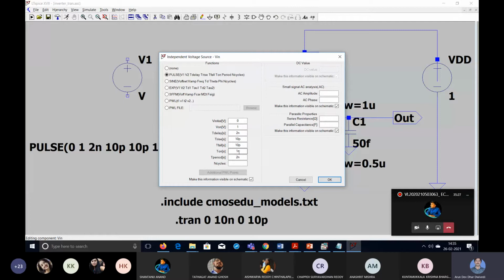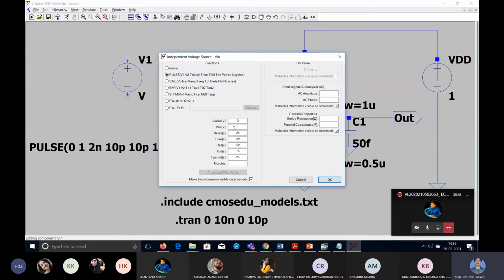By including high and low both completely, it gives you the time period of the pulse. So the time period is 2 nanoseconds. For 1 nanosecond it is high, after that 1 nanosecond low, again high, then low, then high, then low. So this will repeat this way. This 2 nanoseconds is the period of the pulse.